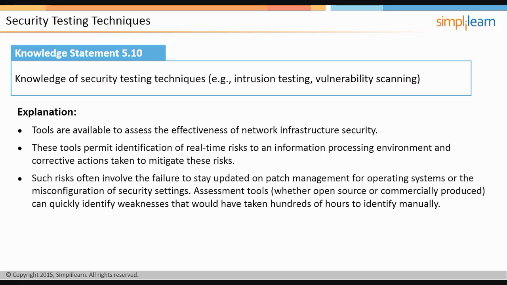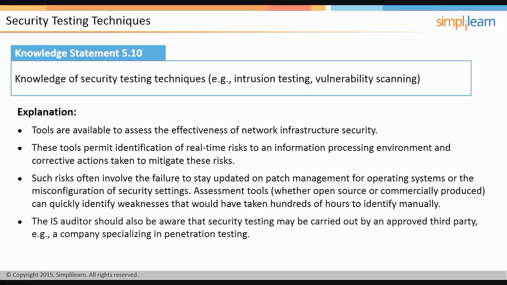Such risks often involve the failure to stay updated on patch management for operating systems or the misconfiguration of security settings. Assessment tools, whether open source or commercially produced, can quickly identify weaknesses that would have taken hundreds of hours to identify manually. The IS auditor should also be aware that security testing may be carried out by an approved third party, for example, a company specializing in penetration testing. Let us see the main area to cover under this topic in the next screen.